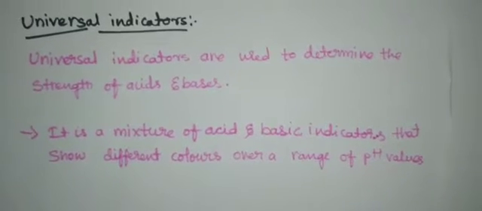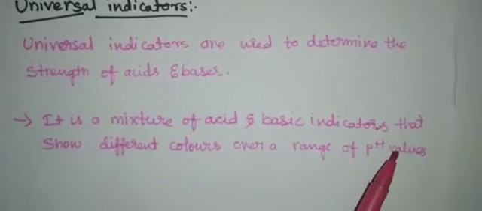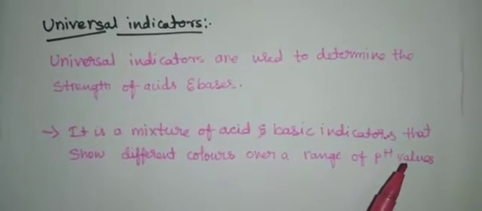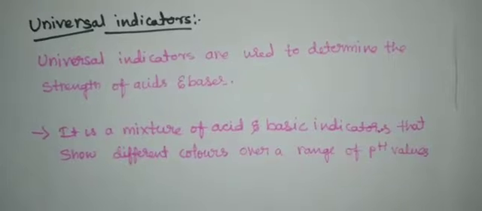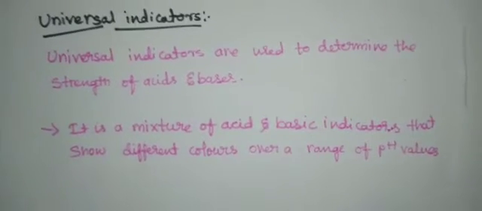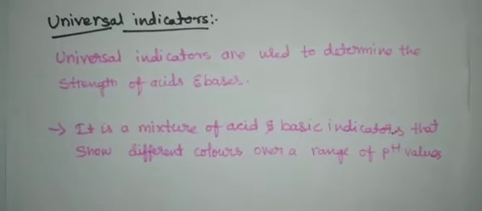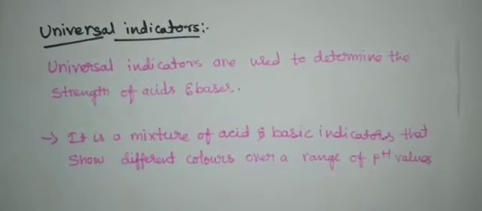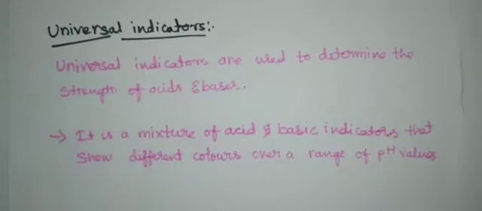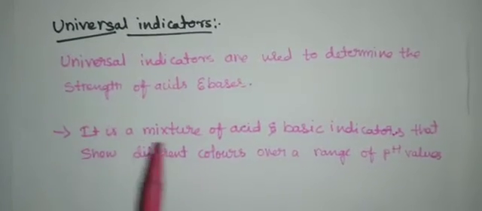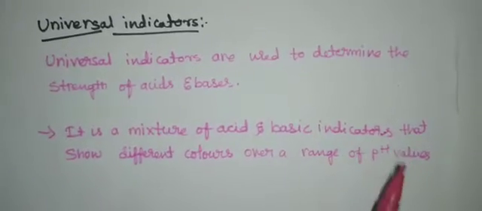Universal indicators show different colors over a range of pH values. You know the pH value, right? Power of hydrogen. And you know the pH scale also, from 0 to 14. In that scale, from 1 to 7 is acidic, 7 is neutral, and from 7 to 14 is basic. So here also it is a mixture of acidic and basic indicators.